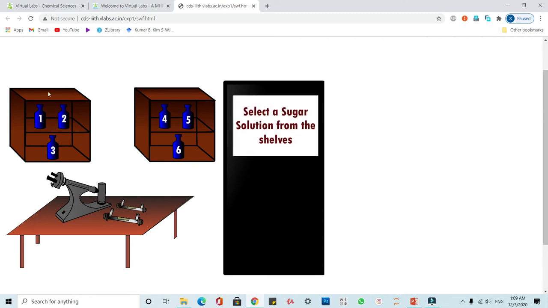As you can see here, I have selected sample 1. The concentration is 30 gram per 100 ml. So let's make the solution here. The solution is present in this beaker.